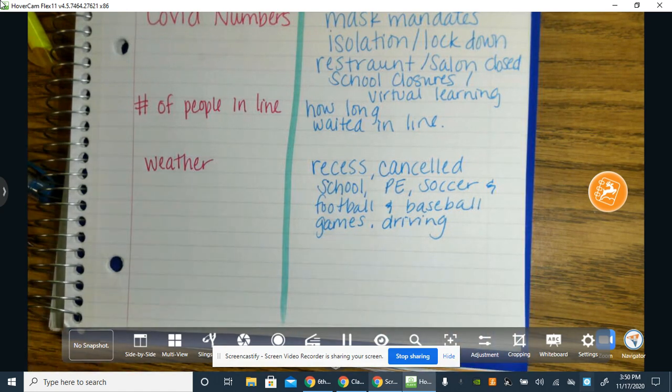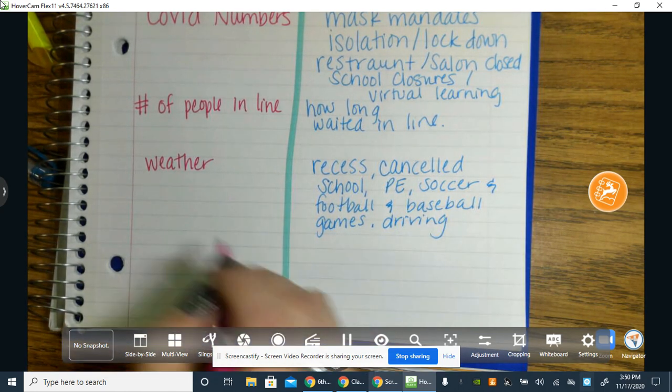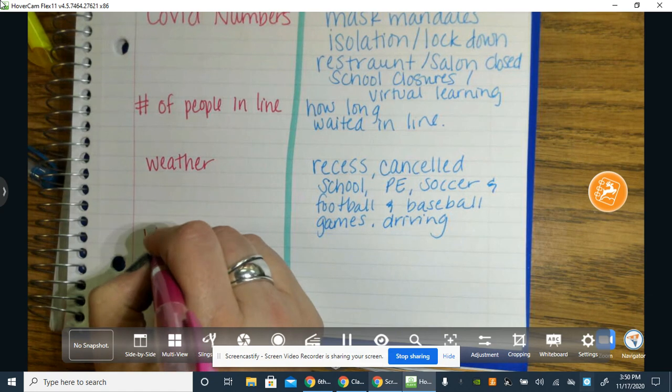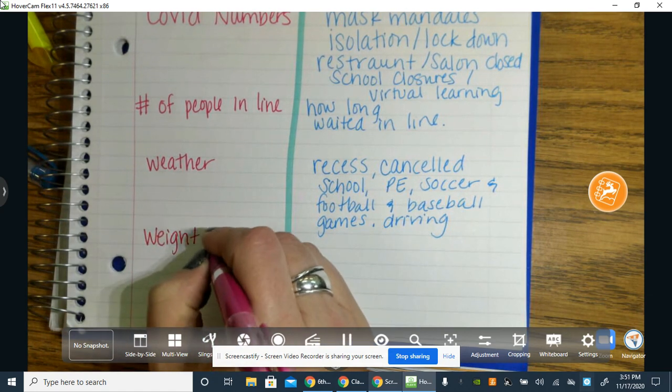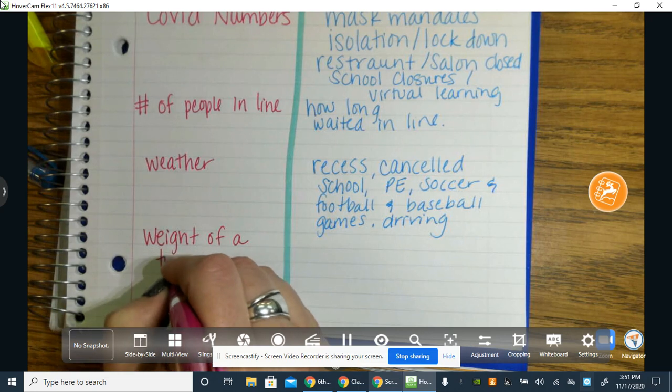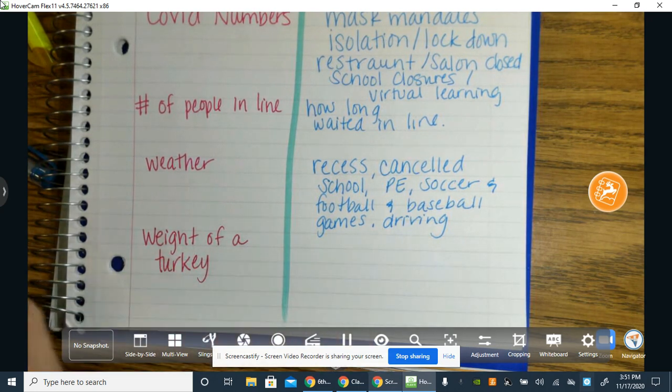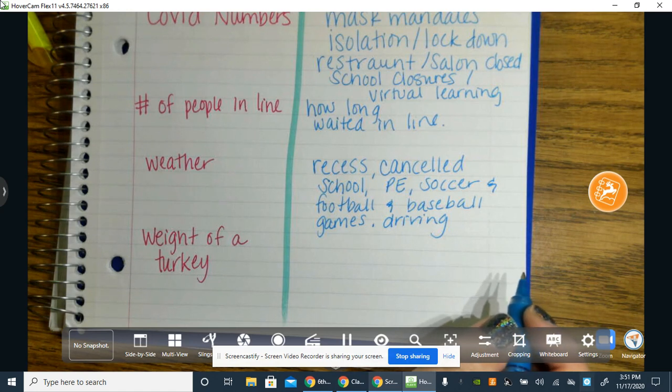All right, and again, we're going to do one more thing with independent variable, and we're going to think about the holiday that's coming up, and we're going to talk about turkey. So the weight of a turkey. Now, the weight of a turkey, that is independent, and there are some definite things that depend on the weight of a turkey. So, cooking turkeys have different cooking times. Turkeys that have different weights have different cook times.